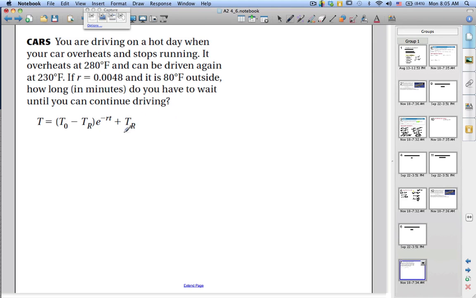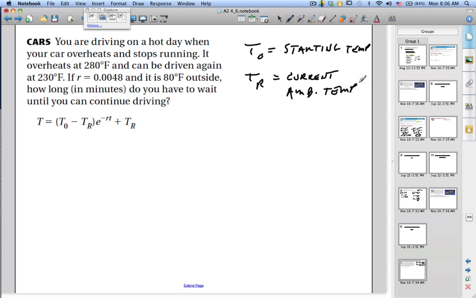So in this case, we're going to use Newton's law of cooling, where our target temperature is equal to our starting temperature. Let's make sure we understand what everything is. T sub 0 is the starting temp, the temp at time 0, that's why it's a 0. And then T sub R is the current, ambient temperature. And then we have R, which is a rate.